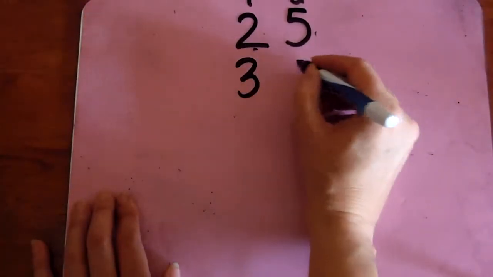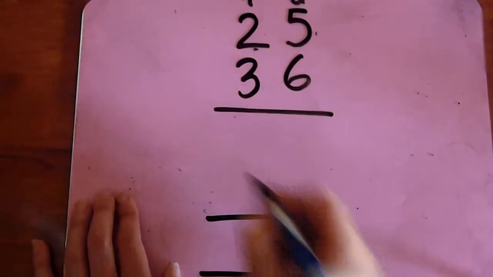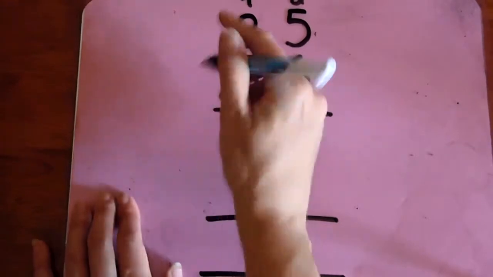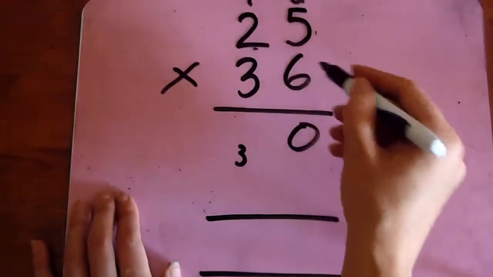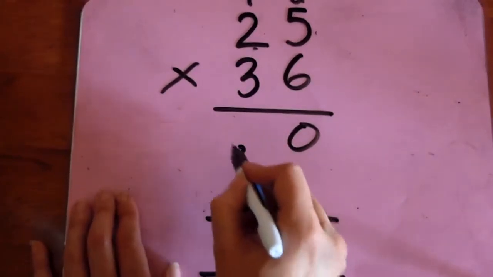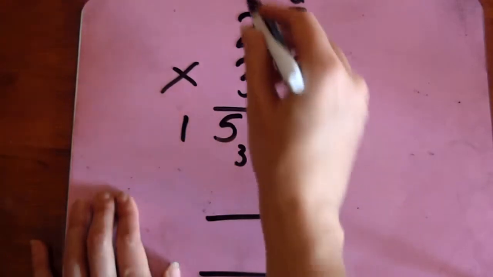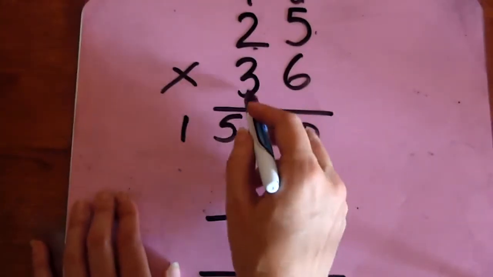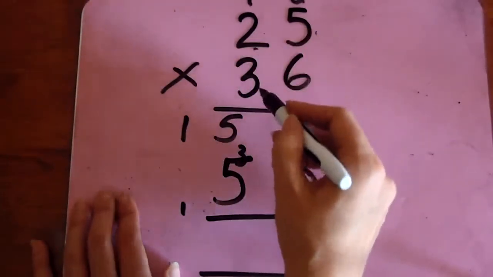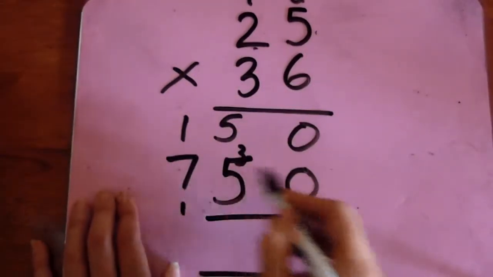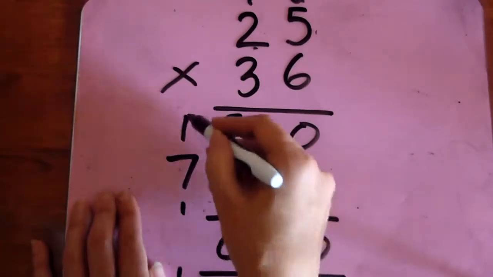So say 36, so there's our 2 rows there, times, so 5 sixes are 30, 2 sixes are 12, plus 3 is 15, put our 0 in there because we're in the tens column now. 3 times 5 is 15, and 2 times 3 is 6, add 1, 7. Now add these two numbers together, 7, 8.